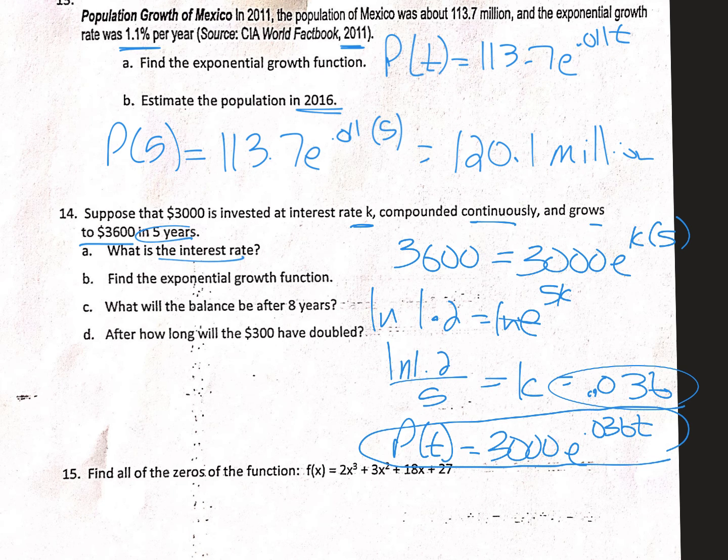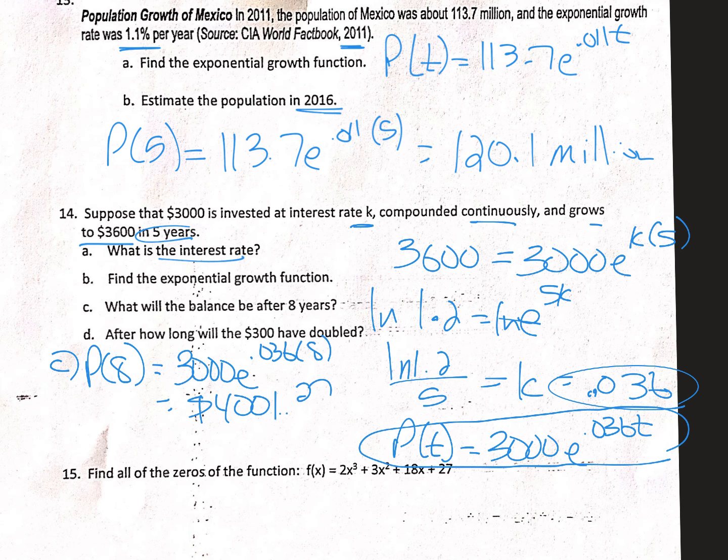Part C, what will be the balance after 8 years? Okay, after 8, that means we're just doing P of 8. So I'm going to plug 8 into the function we just found. So I'm doing 3,000 e to the 0.036 times 8 power. Let's see what that gives me. I'm going to punch that in real quick. When I do that, I get $4,001.27. All right, and there's that one.